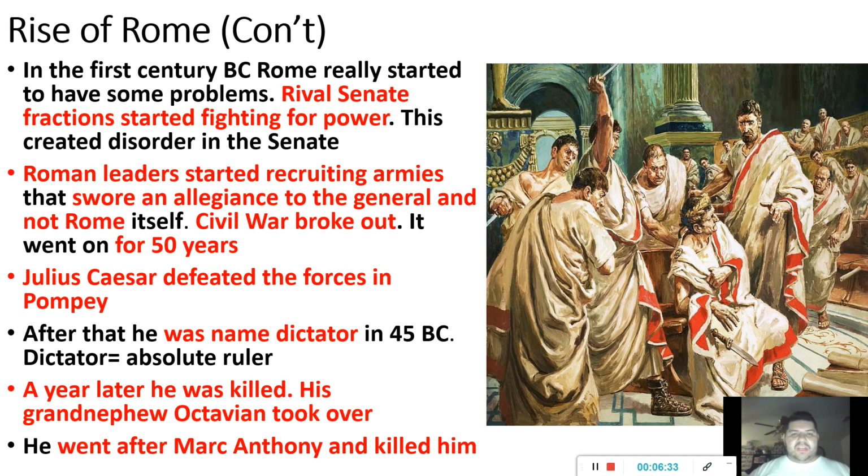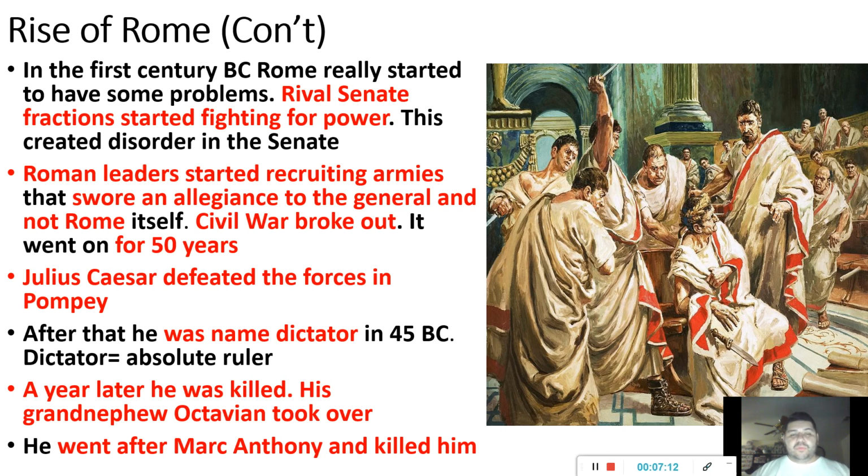Now, one of the main people to come out of this was Julius Caesar. And he basically defeated forces in Pompeii. Basically, it was him versus another faction. He won. Now, Julius Caesar actually had other jobs before, but again, because of time, I didn't get to go through it all. But he was actually put in charge of Rome for a while. And he had this taste for power. So after this victory in Pompeii, he is named dictator in 45 BC.